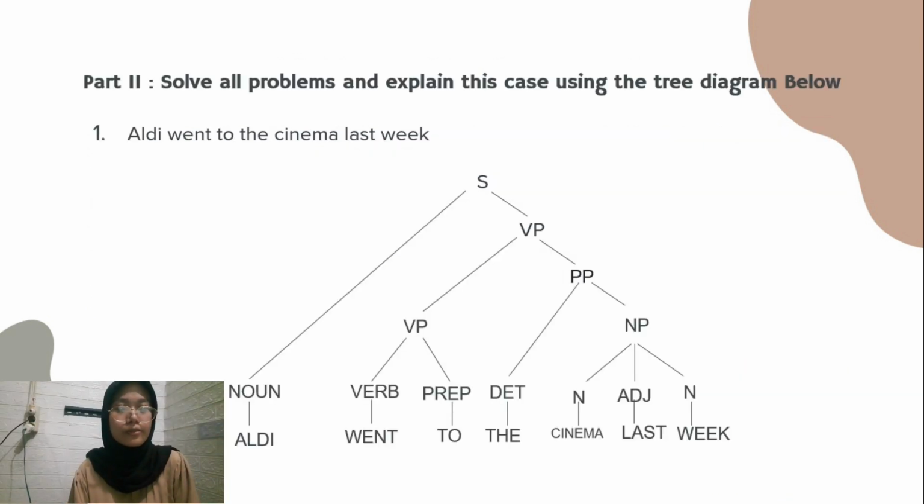Part 2. Solve all problems and explain each case using the tree diagram below. Number 1. Aldi went to the cinema last week. So the sentence is divided into two: noun and verb phrase. The noun is Aldi. The verb phrase is divided into two: verb phrase and prepositional phrase. The verb phrase is divided into verb, went, and preposition, to. Then the prepositional phrase is divided into two: determiner, the, and noun phrase, divided into three. Noun is cinema, adjective is last, and week is noun.